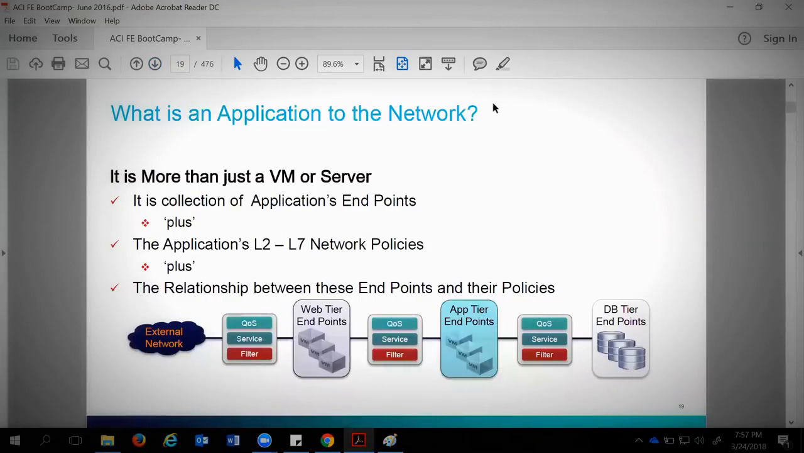So what is an application to the network? Again, as I was saying, an application is the collection of all the endpoints, when you have VMs or bare metals of the same family, for the functionality from the application level, they would be considered as one set of EPGs. So on that very basis, we are going to apply the networking policies to them.